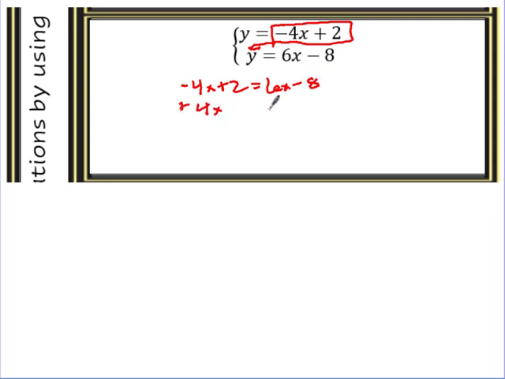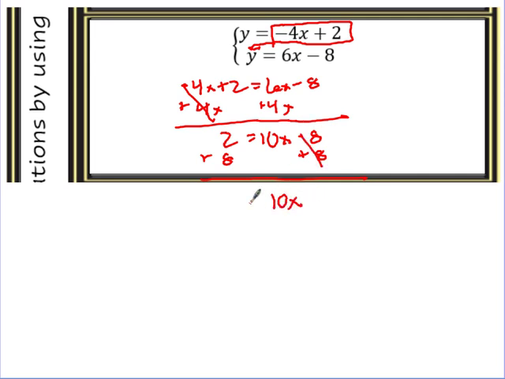So I'm going to start off by adding 4x to both sides. And again, I know it's going to keep my values positive. That's why I'm adding 4x. You could have subtracted 6x. It does not matter. But I have 10x minus 8, so I'll add 8 to both sides. Some of you can already see what the answer is and say, yeah, I got it right, Mr. G. Woo! Divide by 10, and you'll get x equals 1.